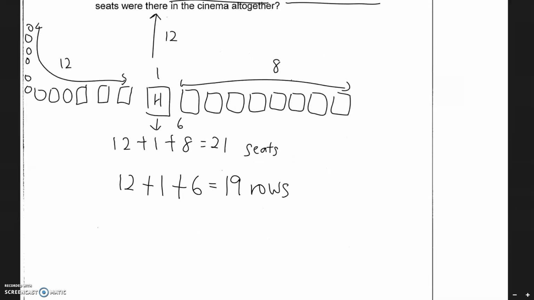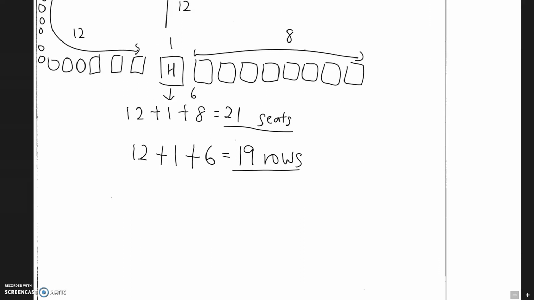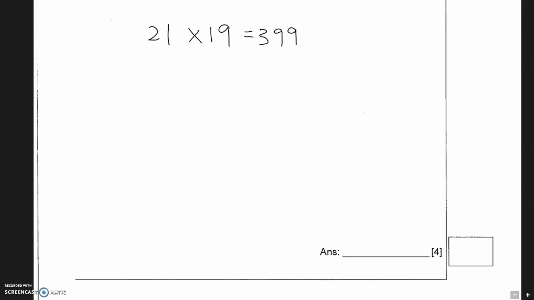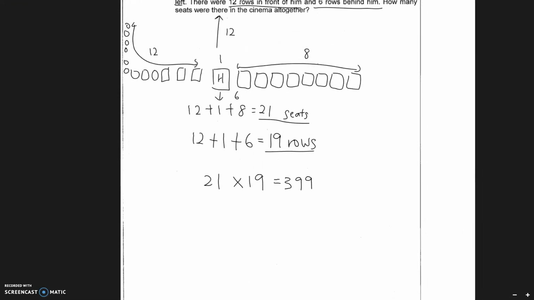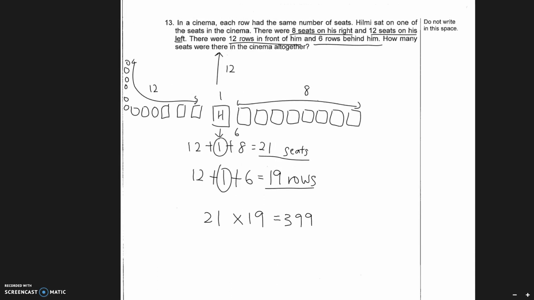If you know that in each row there are 21 seats and there are altogether 19 rows, including his own row, how do we find the total number of seats? 21 seats per row, altogether 19 rows. I multiply them, and I will get the answer 399 seats. So the idea over here is to see if you can understand why I add a 1, because this guy, Hilmi, is sitting on 1 seat himself.